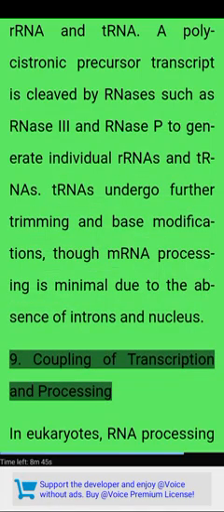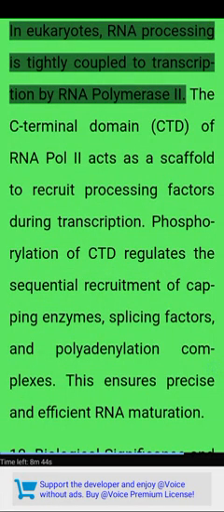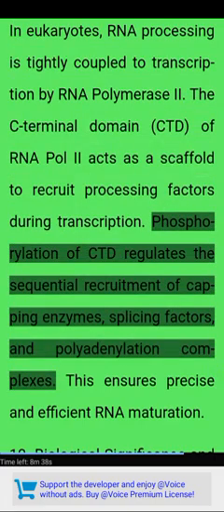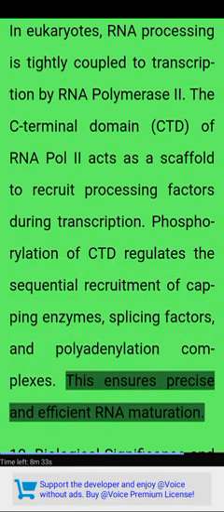9. Coupling of transcription and processing. In eukaryotes, RNA processing is tightly coupled to transcription by RNA polymerase II. The C-terminal domain, CTD, of RNA pol II acts as a scaffold to recruit processing factors during transcription. Phosphorylation of the CTD regulates the sequential recruitment of capping enzymes, splicing factors, and polyadenylation complexes. This ensures precise and efficient RNA maturation.